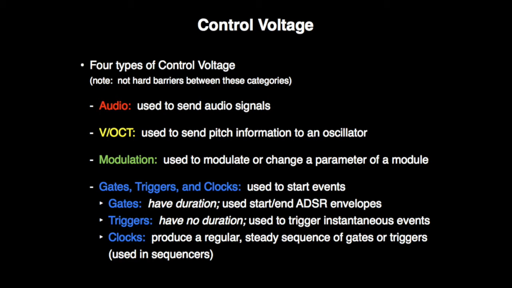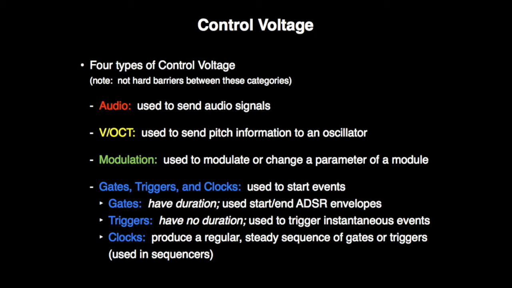And gates have duration. So gates are most commonly used to start or end envelopes, to start ADSR envelopes. So when I say they have duration, I mean they measure time. When you press a key on a MIDI controller and you hold that key down, you start the gate, and that gate continues until you take your finger off the key, and then that gate ends. So we use that for envelopes where there's going to be lots of sustain.